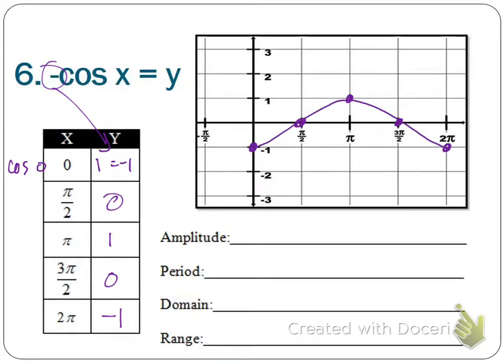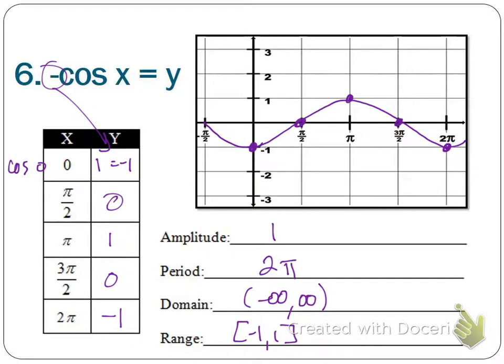And boom, there we go. Okay. Our amplitude is still 1, even though this graph flipped over also. Instead of starting at 1, it starts at -1. The period is 2 pi, because that's how long it takes to go through a cycle. The domain is still -infinity to +infinity, because we can still put whatever angle measure we want in there. And the range is still going to go from -1 to 1. That's what it bounces between.